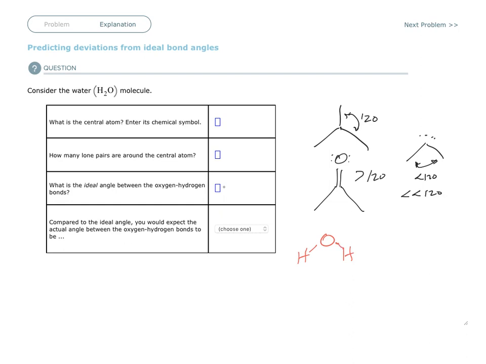So this is 4 pairs. 1, 2. I need 2 more. Well, these are lone pairs, and they're on the oxygen because the oxygen needs an octet. So I've got 1, 2, and 3, 4. How many electron groups do I have attached to my central atom? I've got 1, 2, 3, 4. So if I have 4 groups, I'm going to have a tetrahedral.